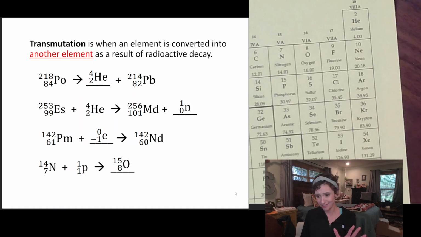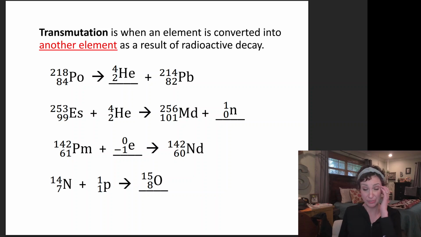Now, I want us to look at this term called transmutation. Transmutation sounds super scary, but transmutation is simply when an element is converted into a different element as a result of radioactive decay. So all of these are radioactive decay type equations. We'll talk about all of the things here later, but a decay particle is a small particle that in some way changes an original atom.